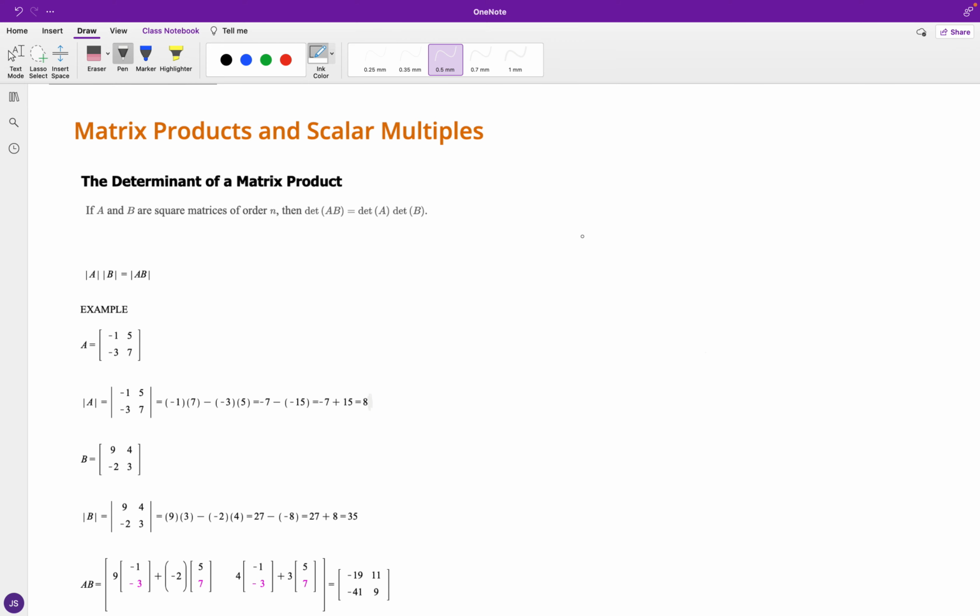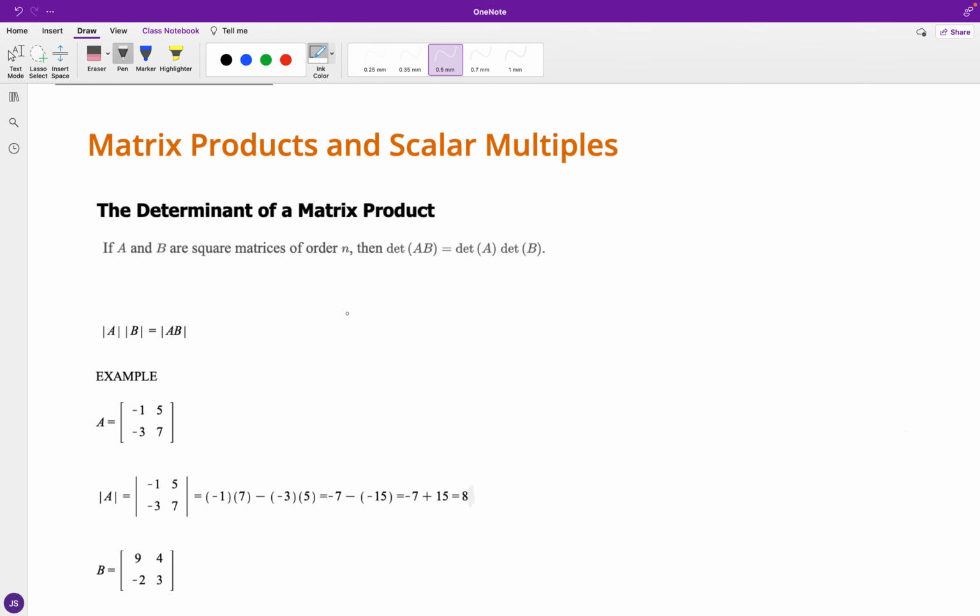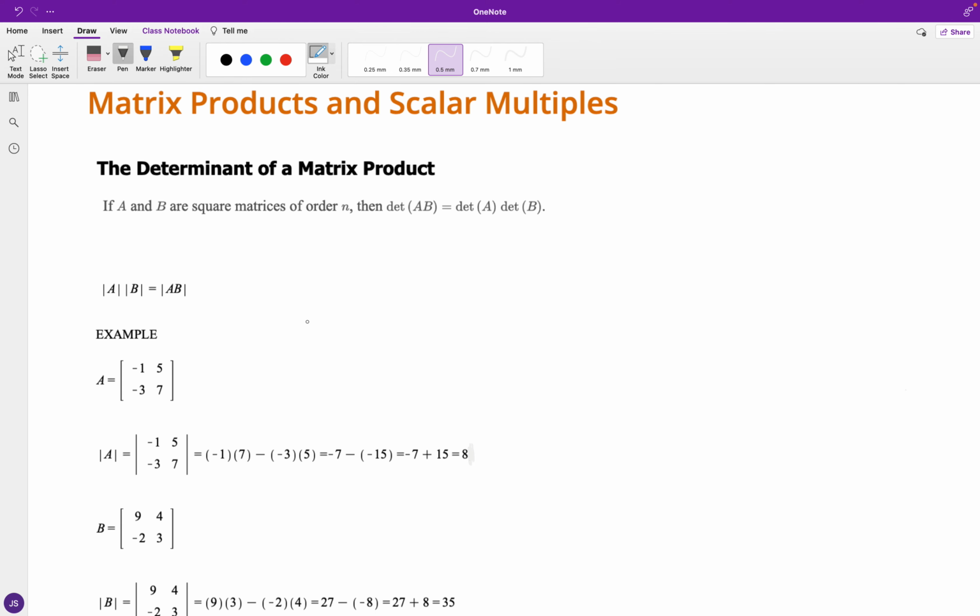And you have the commutative equivalent of this. We have the determinant of A times that of B is equal to the determinant of the product of A and B. Just as an example, let's say we have a matrix A, which is a 2 by 2, and it consists of -1 and 5 at the top, -3 and 7 at the bottom. Taking the value of the determinant of this matrix, you have -1 times 7 minus the product obtained from multiplying -3 and 5.